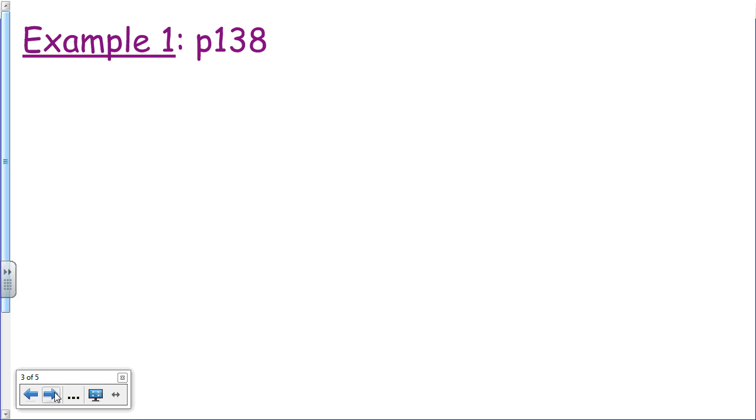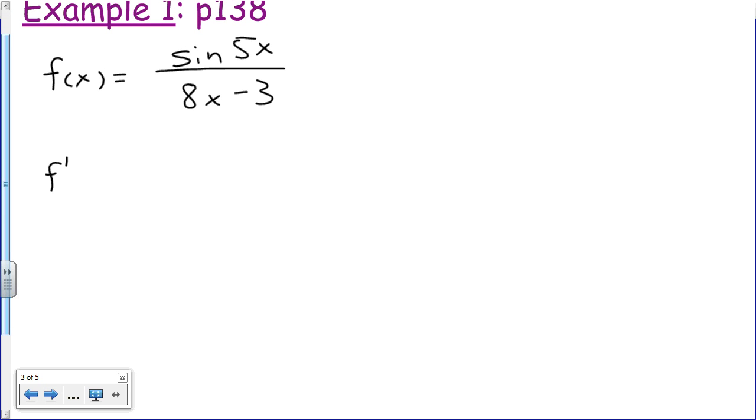So take a look at example 1. It says to differentiate, which again, differentiate's just another word that we use to describe finding a derivative. So it's saying find the derivative of this function. F of x is equal to the sine of 5x divided by 8x minus 3. All right, again, the first thing I have to notice is I've got a quotient here of two functions, so my rule that I've got to follow is quotient rule.